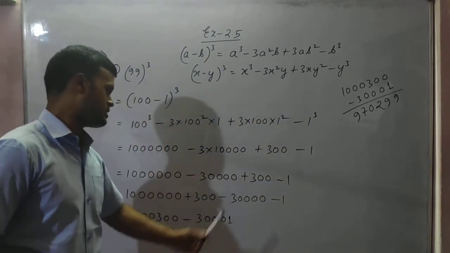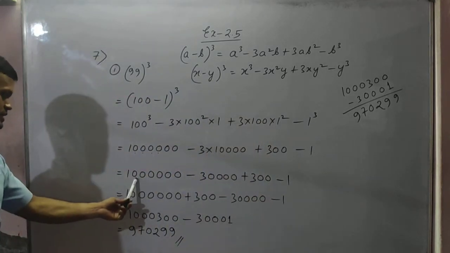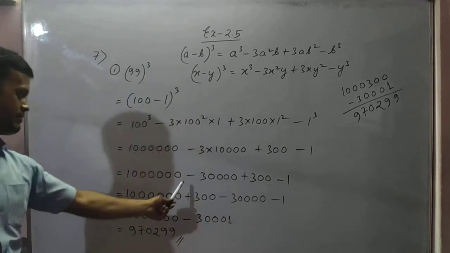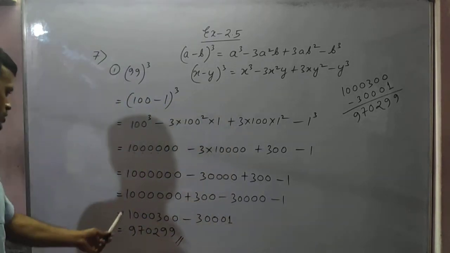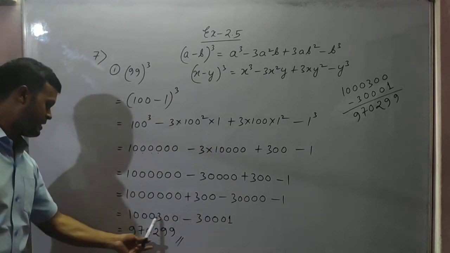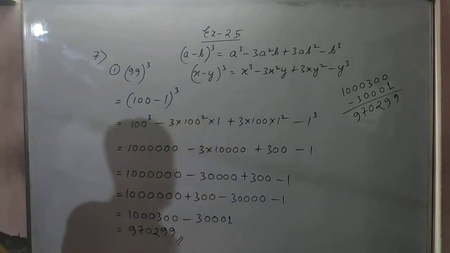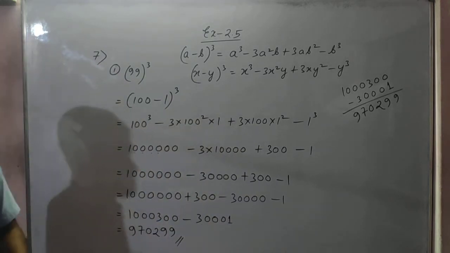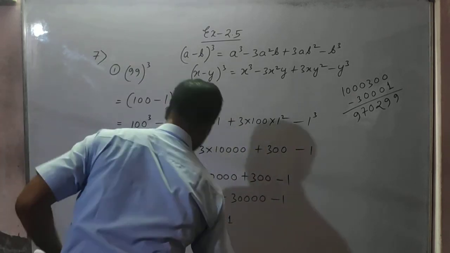So after 1, 6 zeros. 3 into 10,000 is 30,000 plus 300 minus 1. So after 1, 6 zeros means 10 lakh, isn't it? So 10 lakh, this 300 I will put here and minus 30,000 minus 1. So 10 lakh plus 300 will become 10 lakh 300. Minus 30,000 minus 1 will become minus 30,001. So this two you subtract, you will get 970,299. Okay, students?